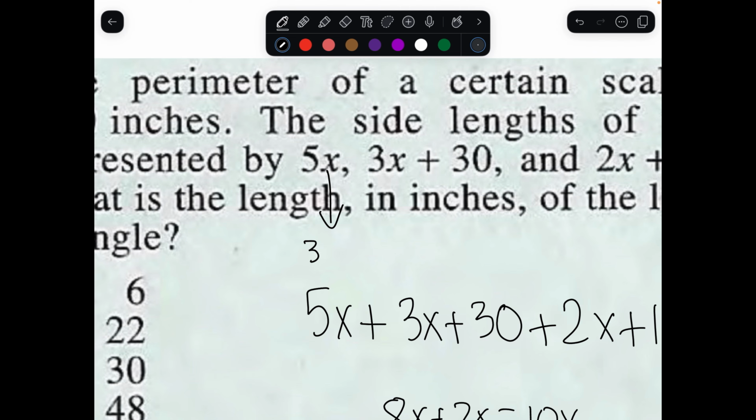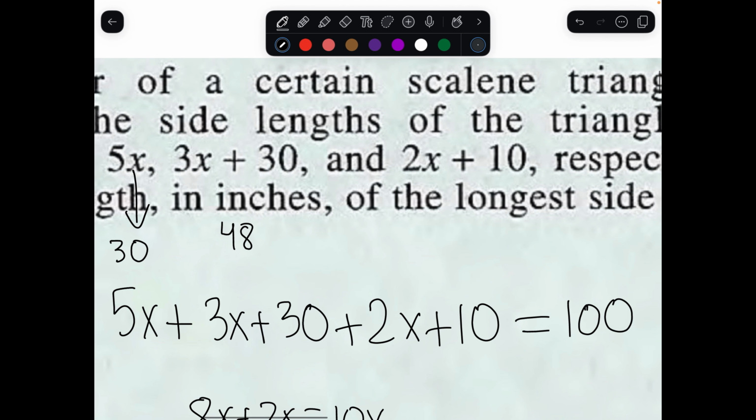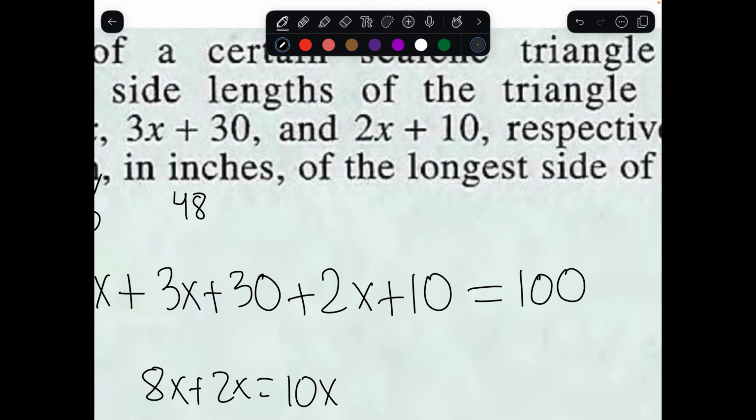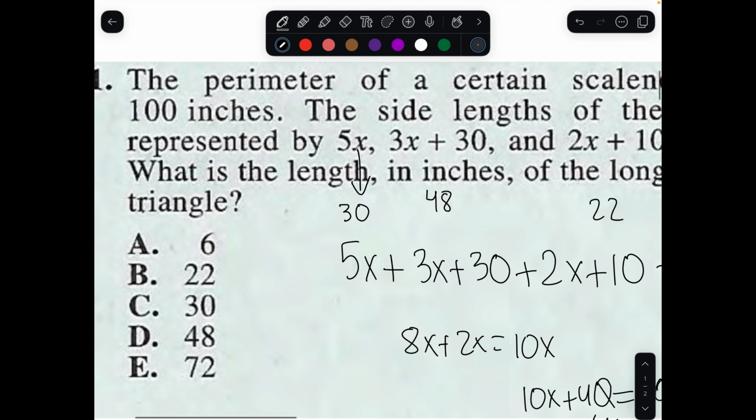This is going to be 30, 5 times 6. This is going to be 3 times 6, which is 18. 18 plus 30 is 48. And then the last one, it's going to be 2 times 6, which is 12. 12 plus 10 is 22. So it is going to be 48, which matches answer choice D.